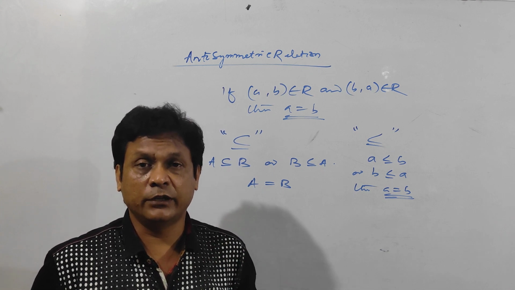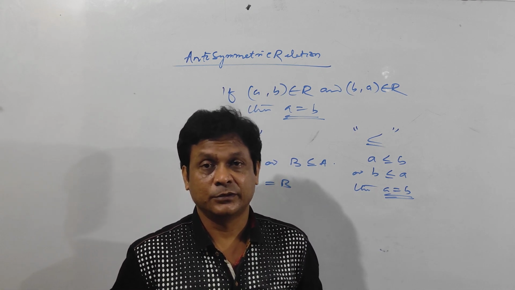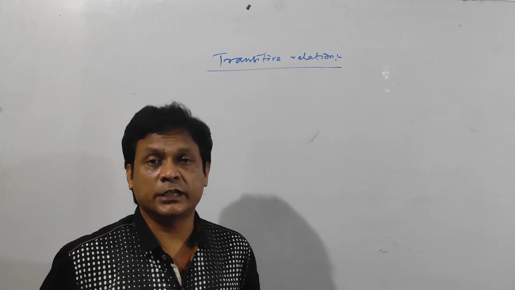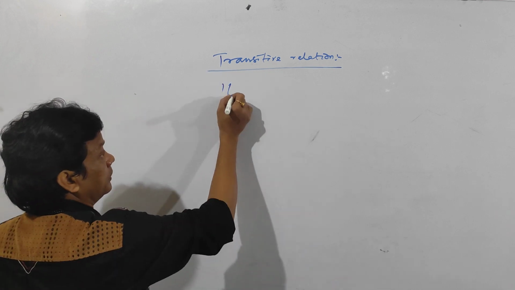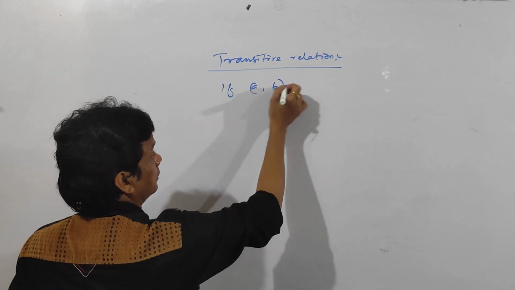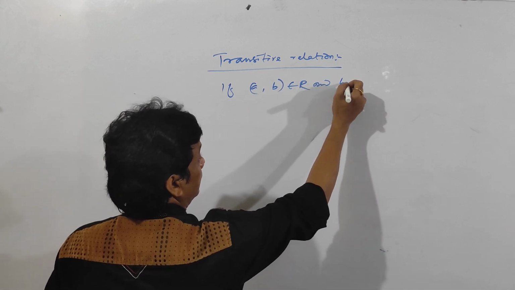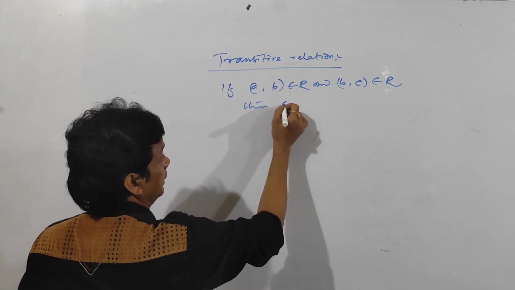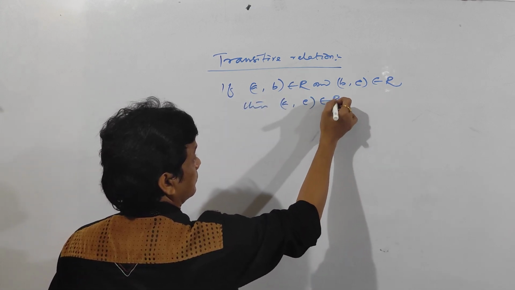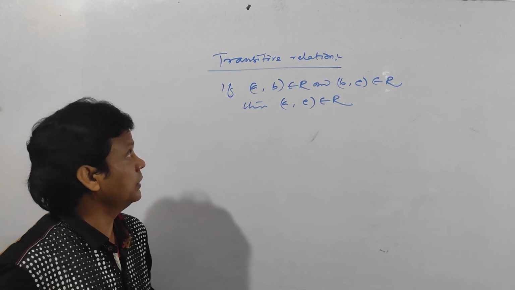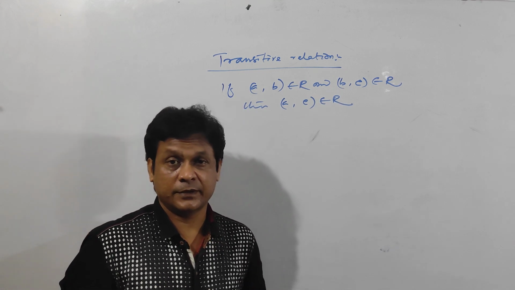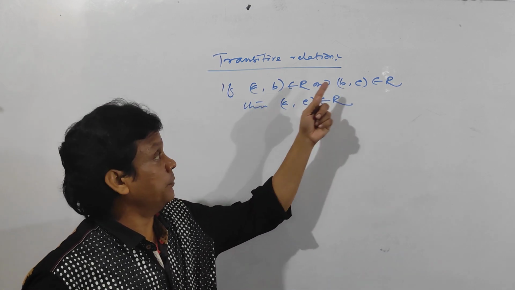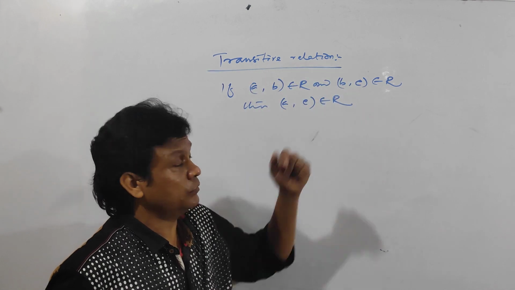And now I am going to tell you about transitive relation. And what is the meaning of transitive relation? So see here, transitive relation. If A is related to B and B is related to C, then A must be related to C. If this condition is satisfied, then the relation is said to be transitive. Here, if A is related to B and B is related to C, then A must be related to C.